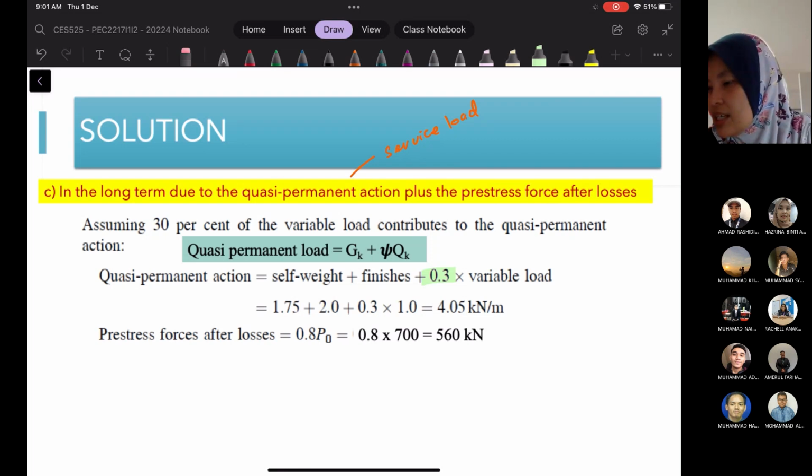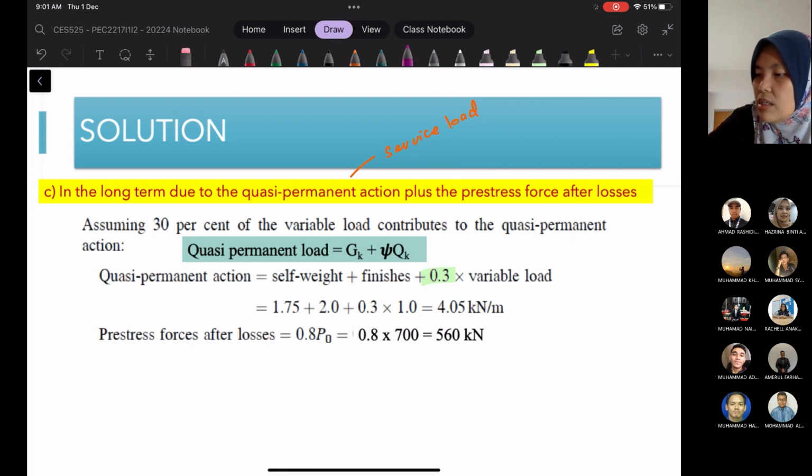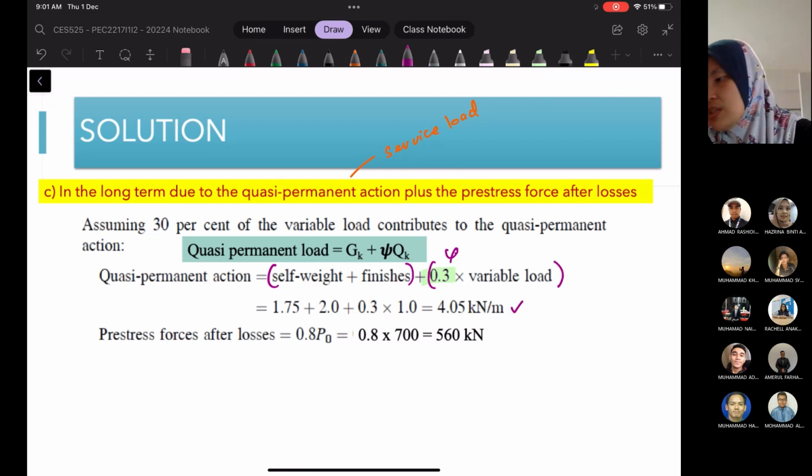So the calculation is self weight plus finishes. So this is GK, right? This part is GK, then this part is the QK part, whereas we have this phi value here. So we multiply, and then we are going to get the quasi-permanent action value of 4.05 kilonewton per meter.